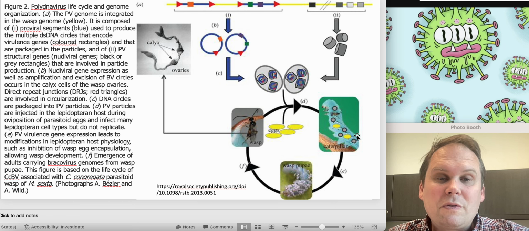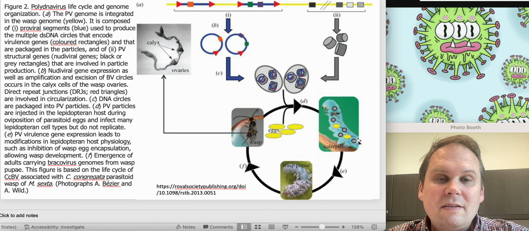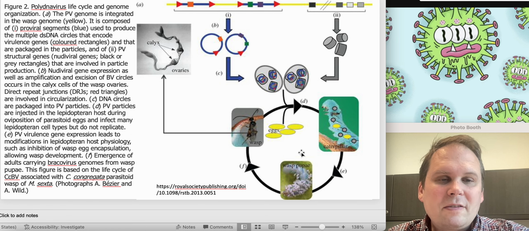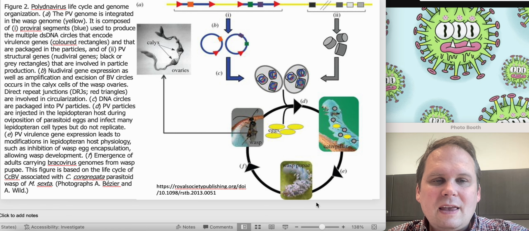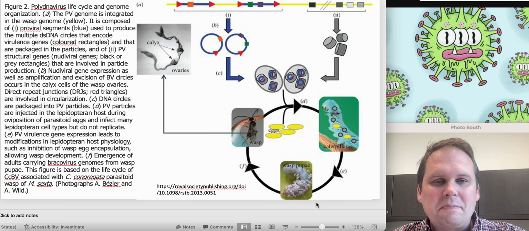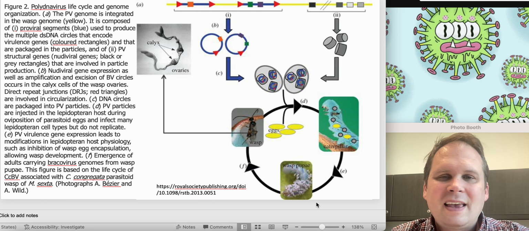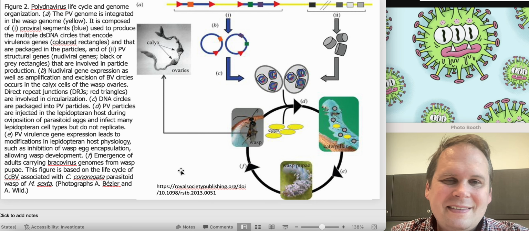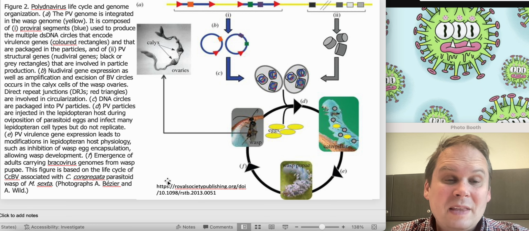And the virus will grow in the caterpillar cells. It'll grow in the developing eggs. And the little wasp pupae will then be infected with the virus. It'll embed itself back into their genomes. And then the circle is going to repeat itself.